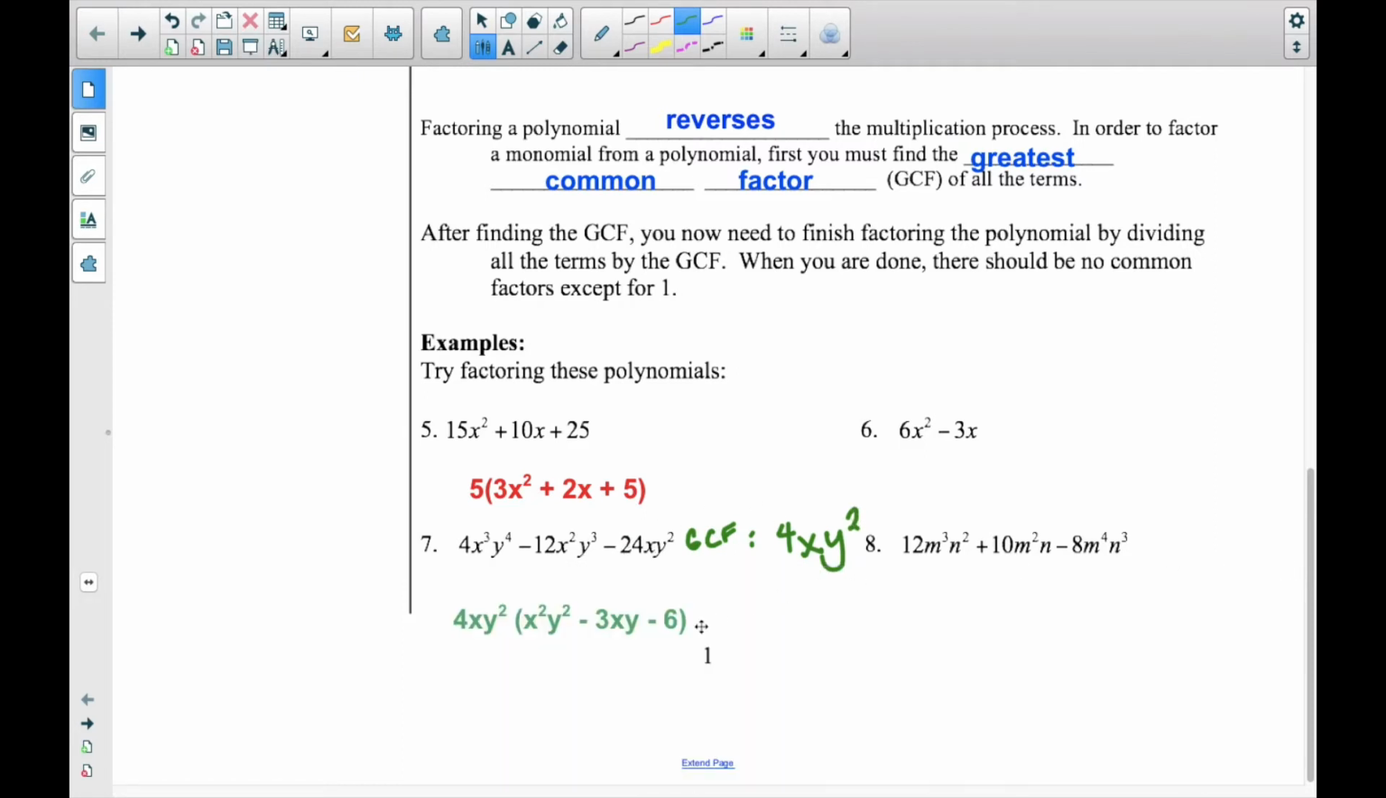Now that I've got that, I can factor out my GCF. I put my 4xy squared on the outside, and then I divide. And when you divide, your powers, you subtract. So x to the third minus 1 is x squared. Y to the fourth minus 2 is y squared, and so forth. So you are subtracting each of these as you go.